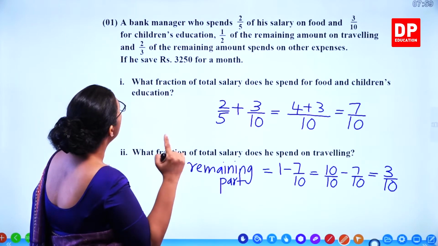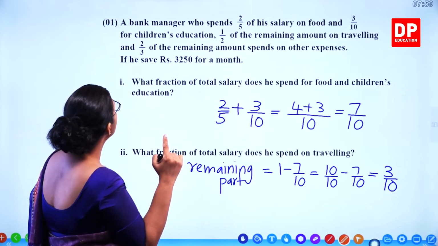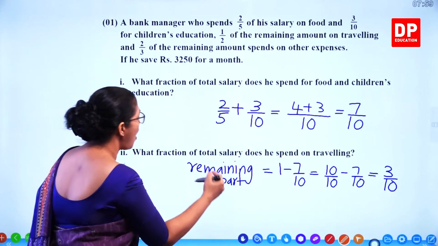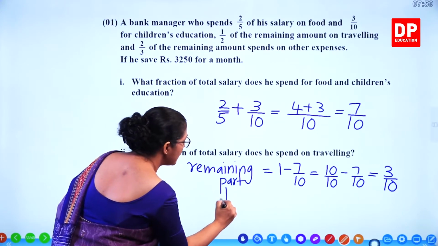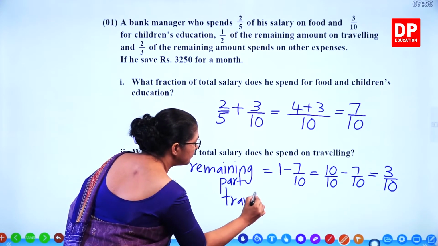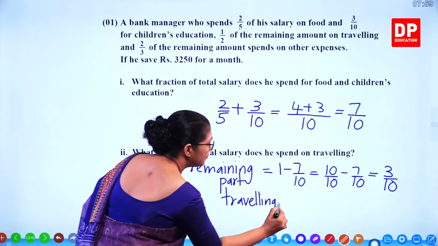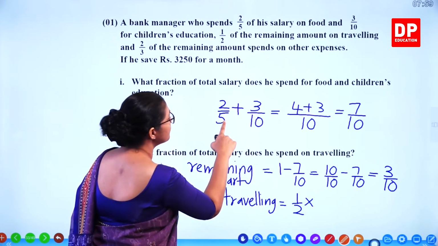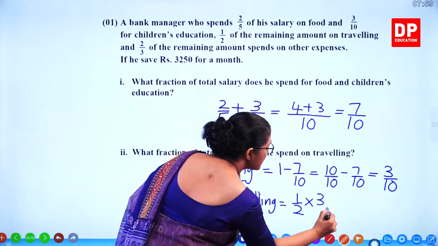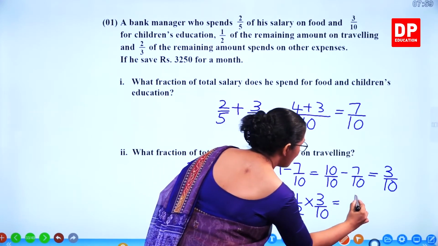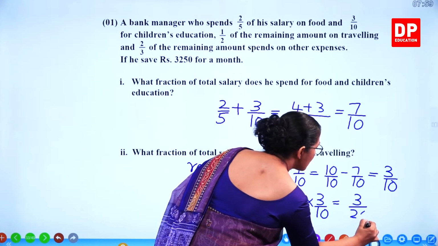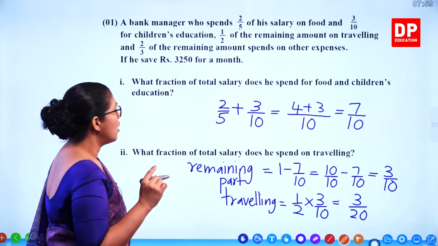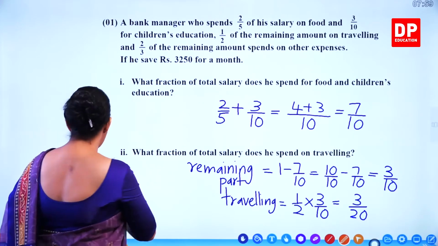Is it half of the remaining amount on traveling? So half of that. So traveling, half of 3/10. So 3 over 20. So that's for traveling. Let's see the next one.